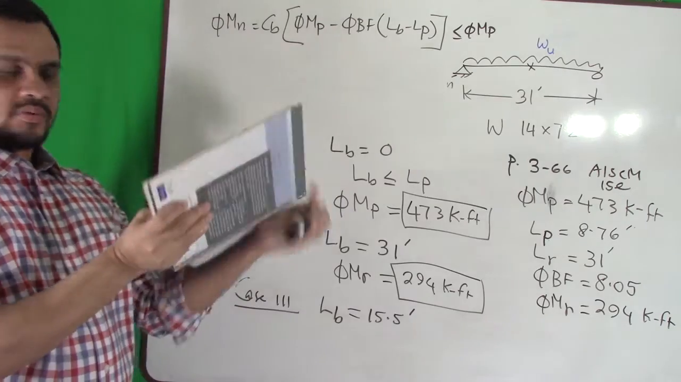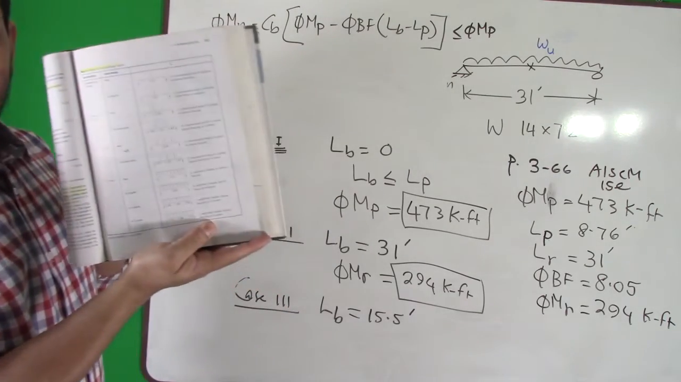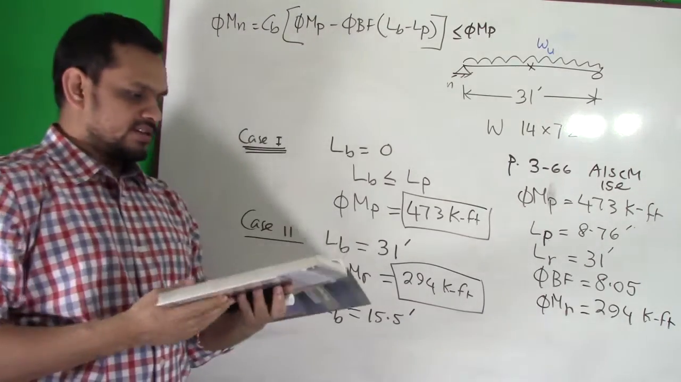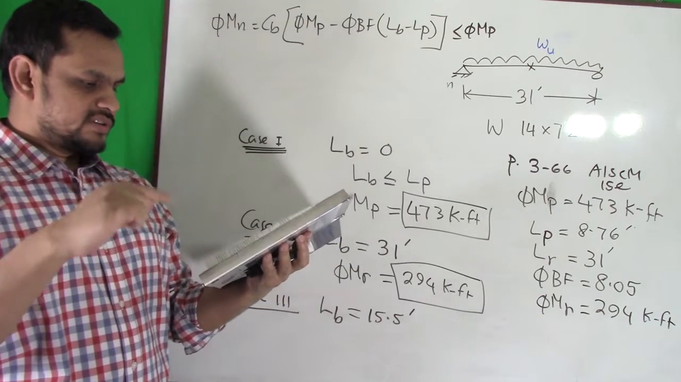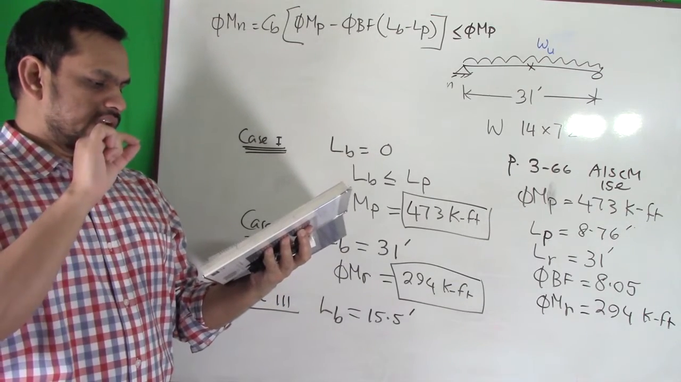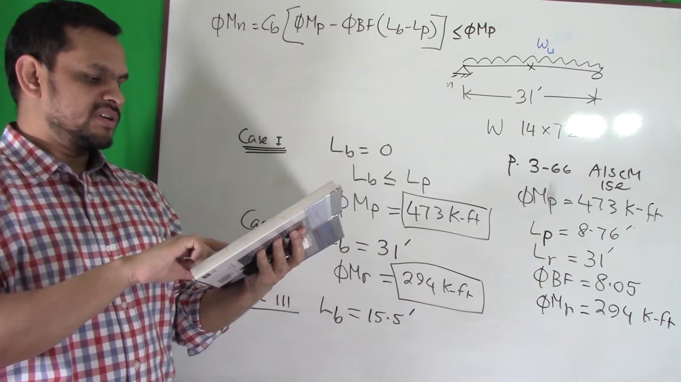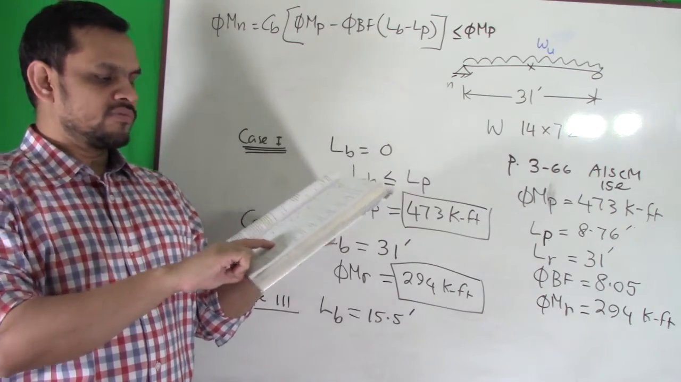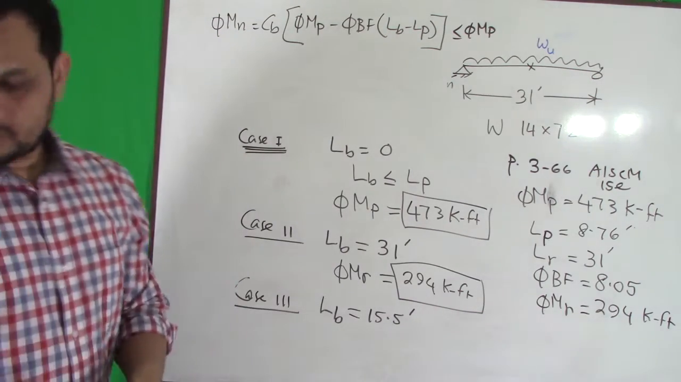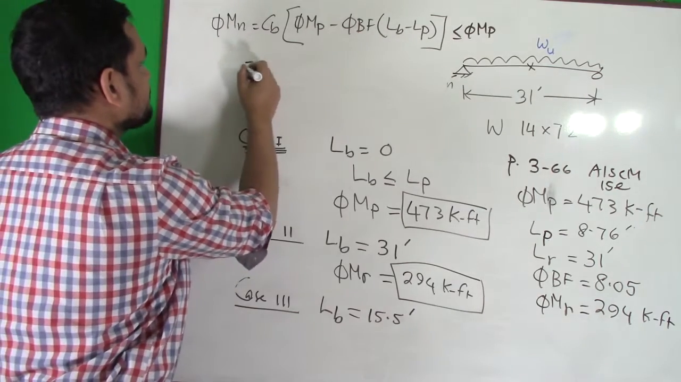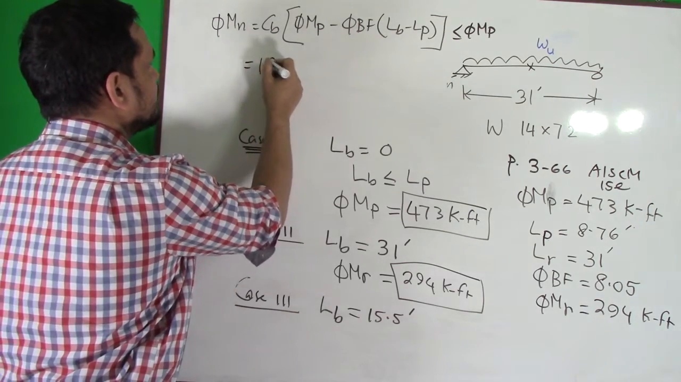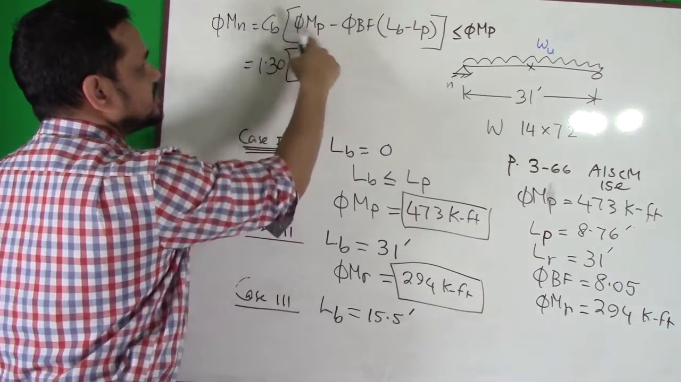So in your book, from this table, you can find Cb, that is uniformly distributed load, lateral support at the mid-span. So I found it, it is 1.3. Okay, so got it, 1.30.